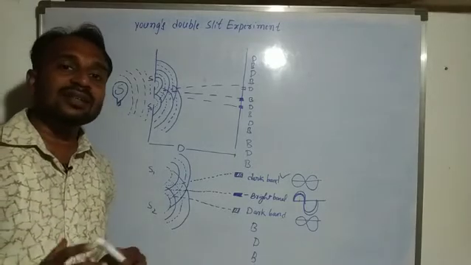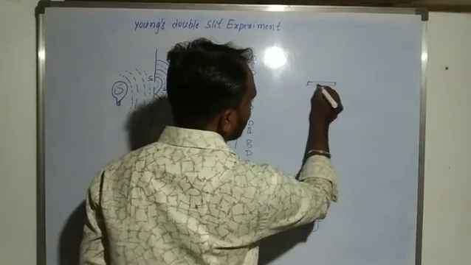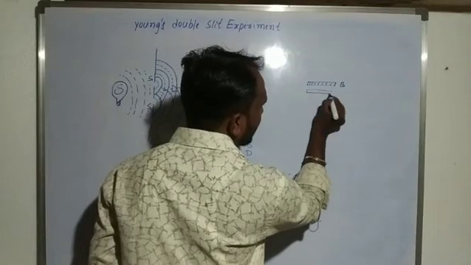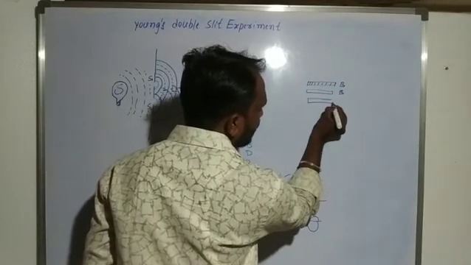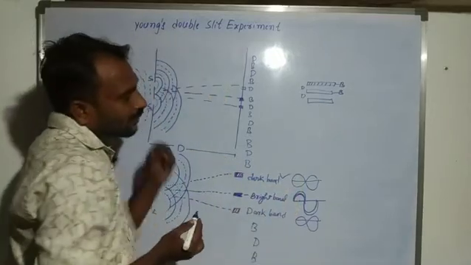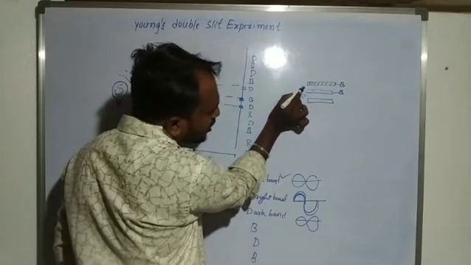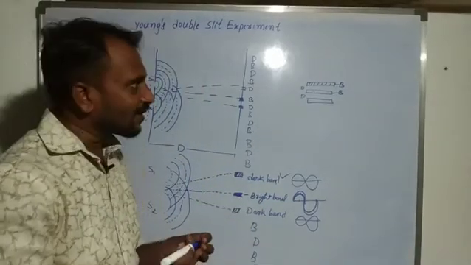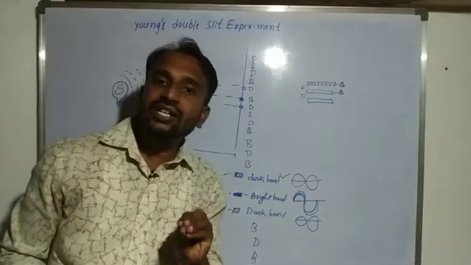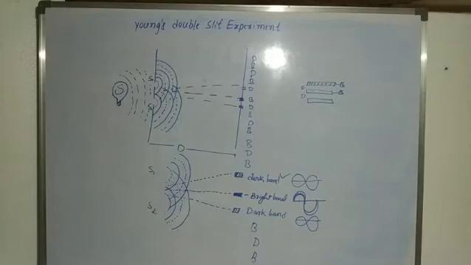And the next concept is fringe width. Fringe width means the distance between, suppose here this one is a bright band, and the next one is a dark band, another is a bright band, then a dark band and a bright band. The distance between two bright bands or the distance between two dark bands, this distance is the fringe width.